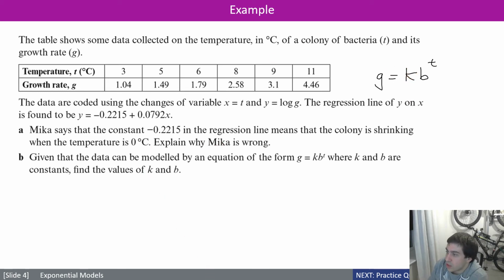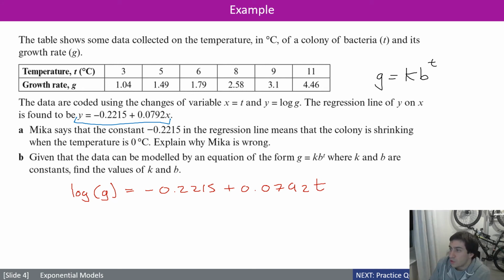Alternatively, we could just use the encoding. So let's rewrite that equation, but let's use the encoding. So what we've actually got is log of G is equal to the following, T. You could rearrange that to turn it back into that form if you wanted to, but we don't actually have to. We can just work directly with this. Now let's substitute in a temperature of 0. So at T equals 0, this implies that log of G is just going to be minus 0.2215, right?